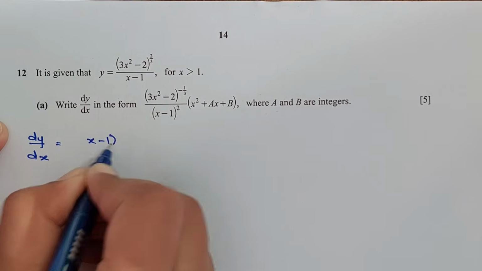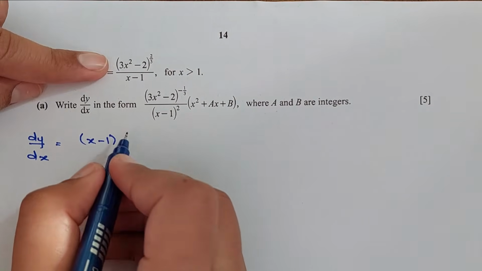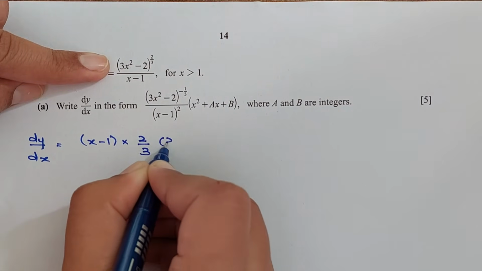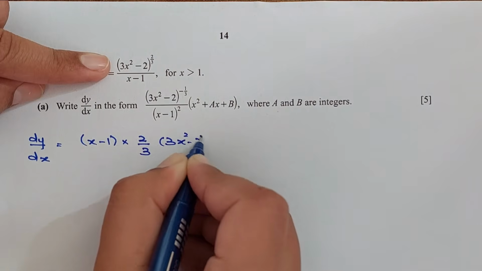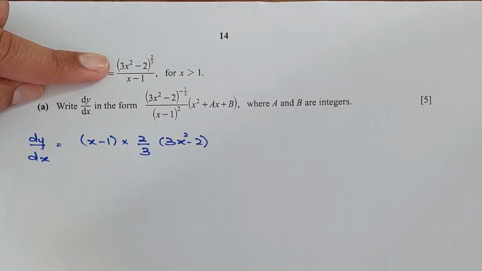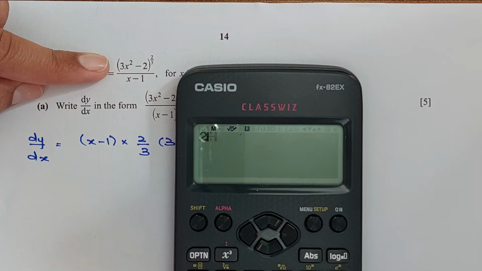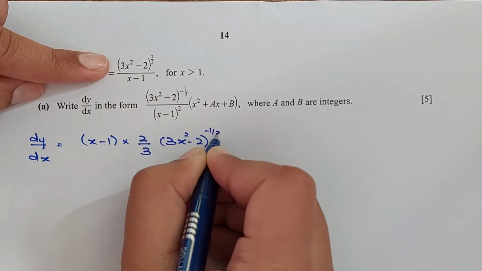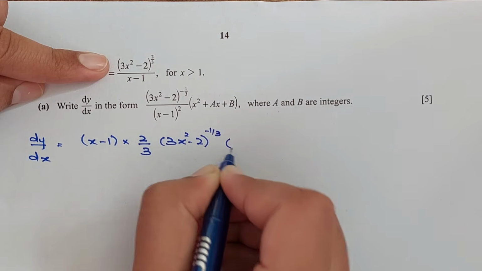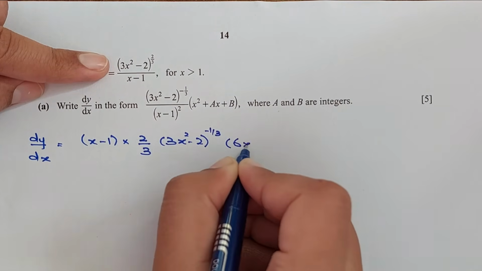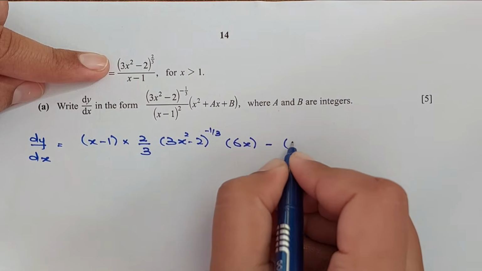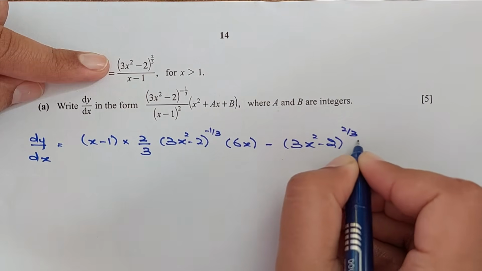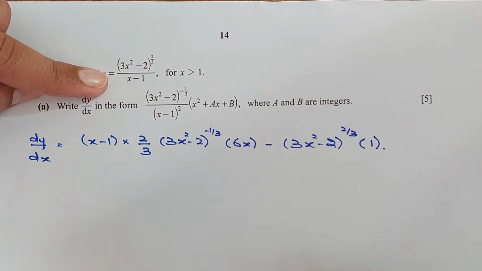x minus 1 and the derivative of the numerator function, which is power rule, 2 by 3, 3x square minus 2, its power is 2 by 3 minus 1, minus 1 by 3, and the derivative of 3x square, which is 2 times 3 is 6x, minus the numerator function and the denominator function derivative is just 1, right?